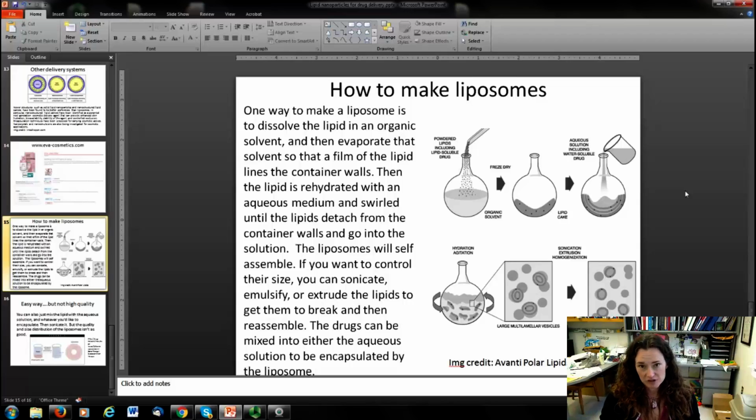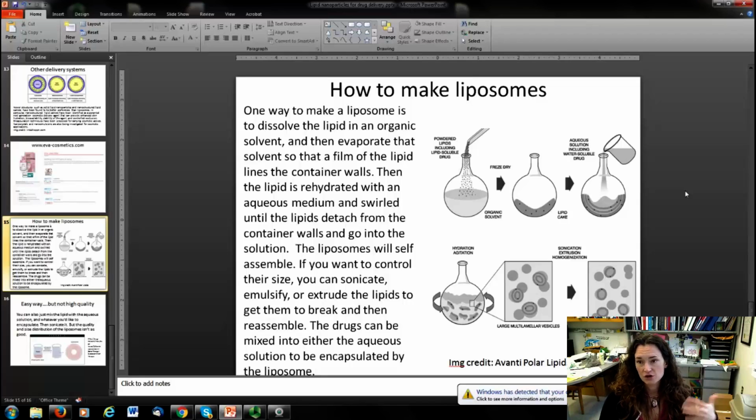So one way, for example, to make a liposome is to dissolve your lipid in an organic solvent. Remember, these things lots of times have the hydrophobic end. So if you want to dissolve it nicely, you usually dissolve it in some kind of organic solvent. And then what you do is you pump the organic solvent off or dry it out in some way so that a film of the lipid is going to line your container walls. So you'll have a sort of solid film on the walls of your container.